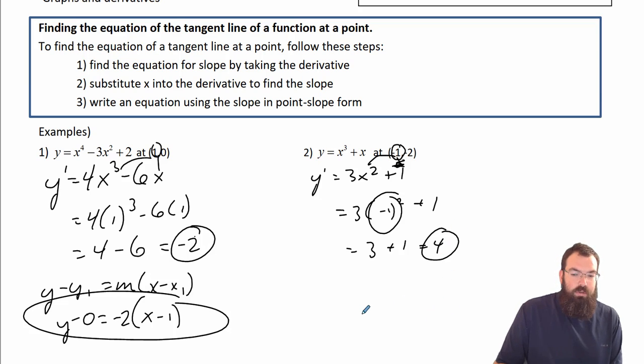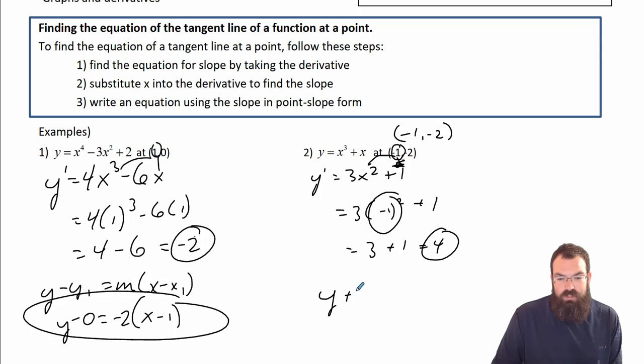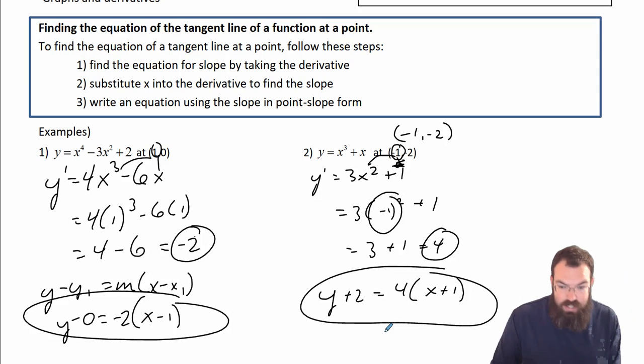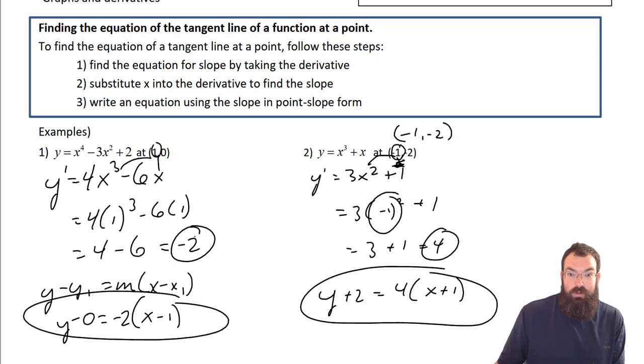So there's our slope. So then I get y. This is a negative 2, so this is negative 1, negative 2. So when it goes into point slope, remember we flipped the sign. So it's y plus 2 equals 4 times x plus 1. Then hopefully I did that one right. I did. Fantastic. I didn't do this one right the first time. Example 1 there, so that's why I had to go back and redo it.